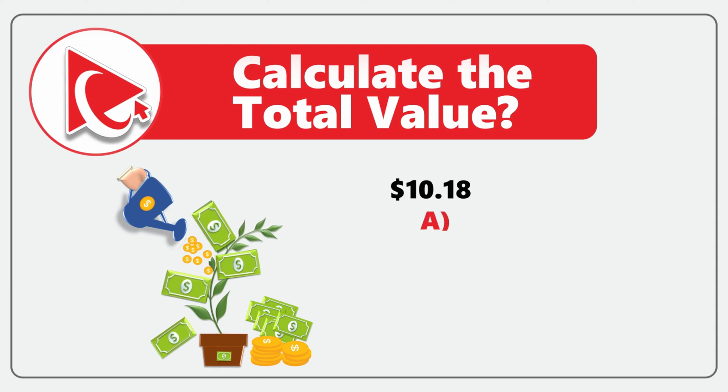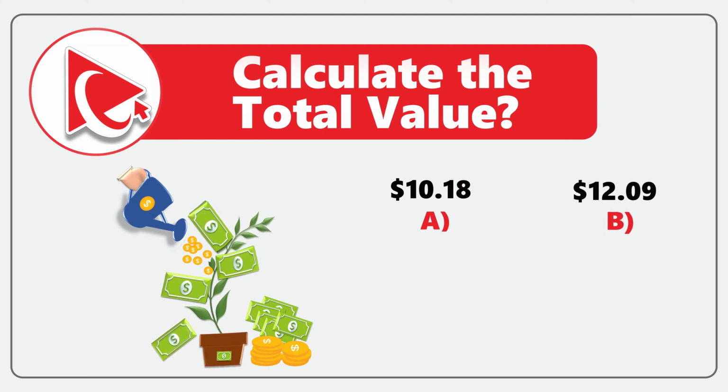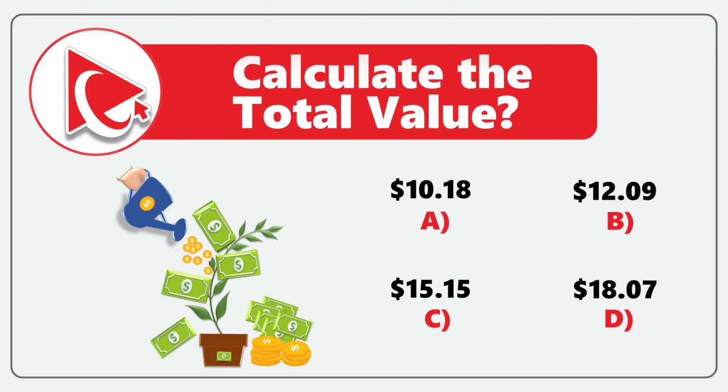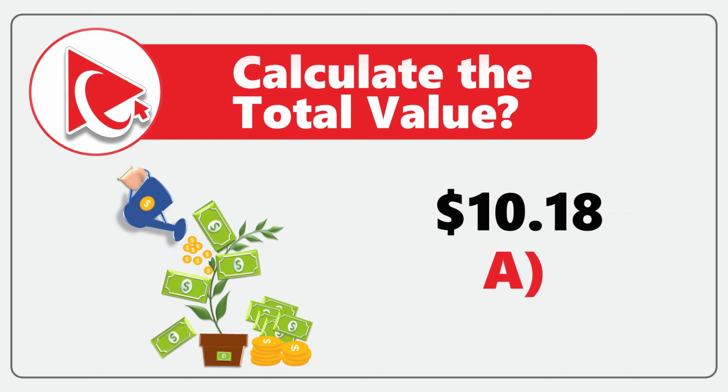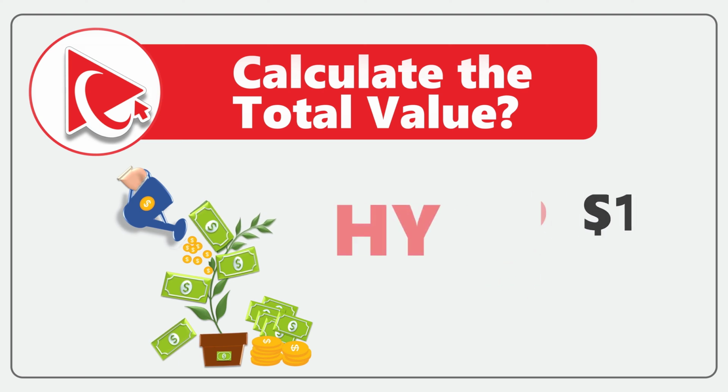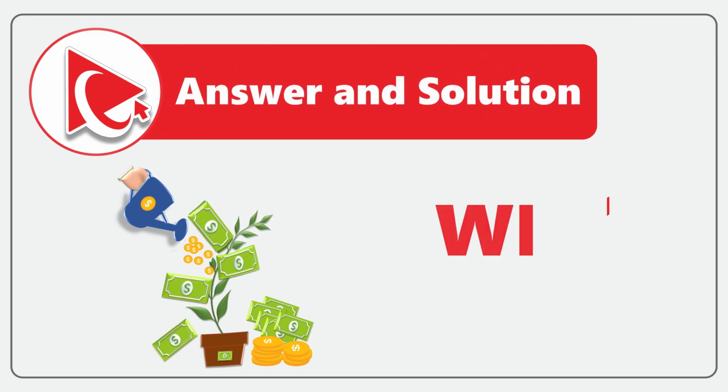Choice A, $10.18. Choice B, $12.09. Choice C, $15.15. And last but not least, choice D, $18.07. Take a close look to see if you can complete the calculations. I think the correct answer here is choice A, $10.18. And here's why. I counted $10 in the picture.